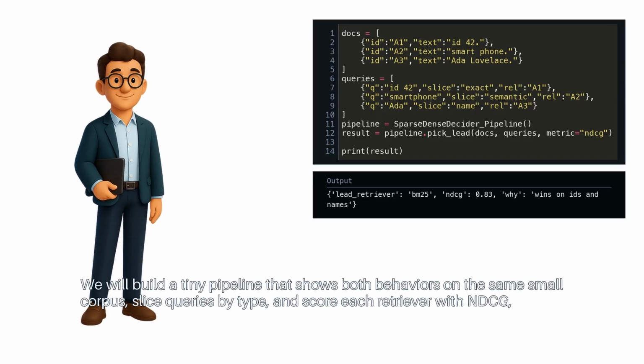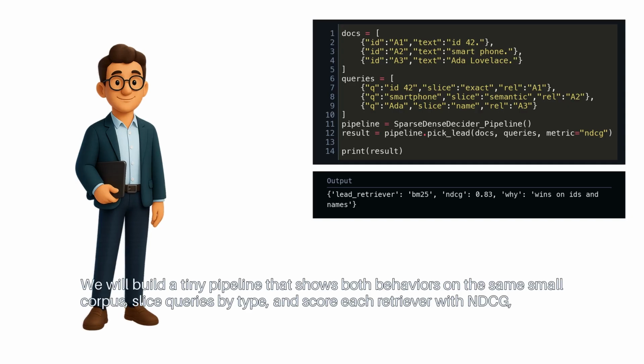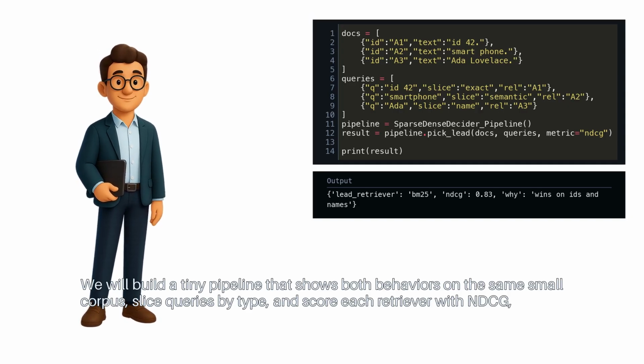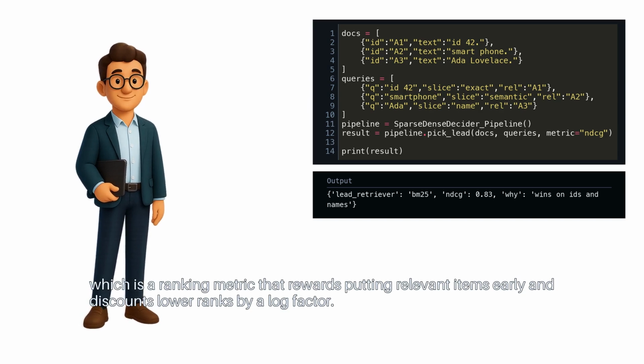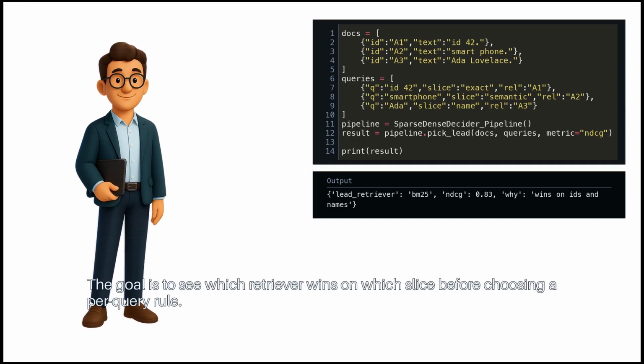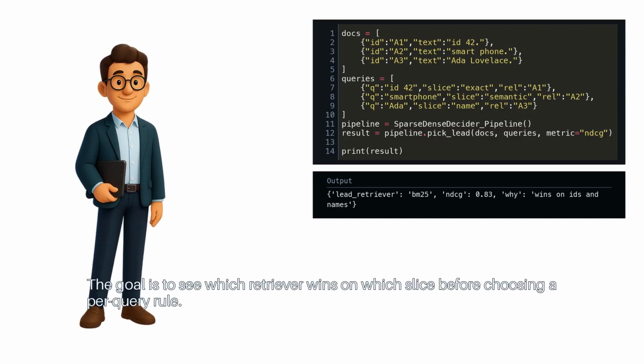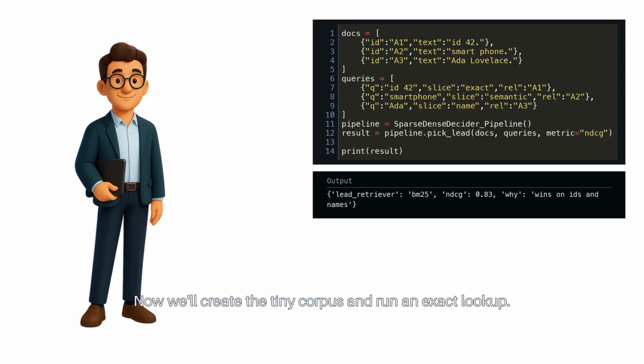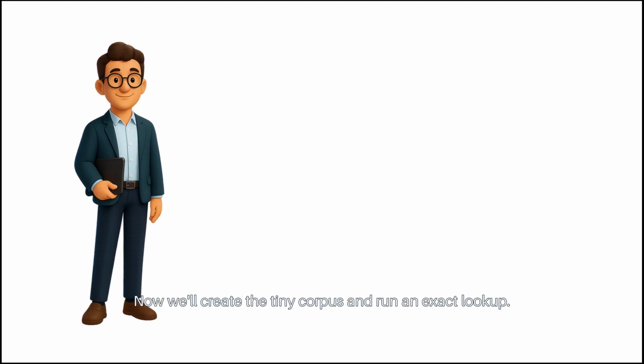We will build a tiny pipeline that shows both behaviors on the same small corpus, slice queries by type, and score each retriever with NDCG, which is a ranking metric that rewards putting relevant items early and discounts lower ranks by a log factor. The goal is to see which retriever wins on which slice before choosing a per-query rule. Now we'll create the tiny corpus and run an exact lookup.